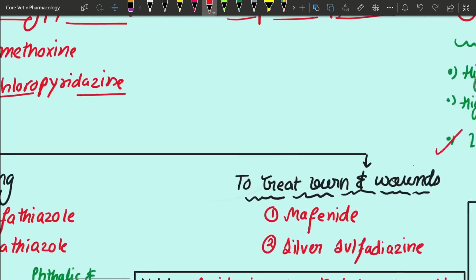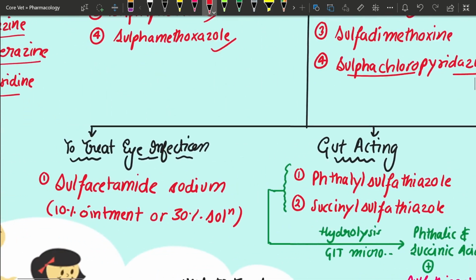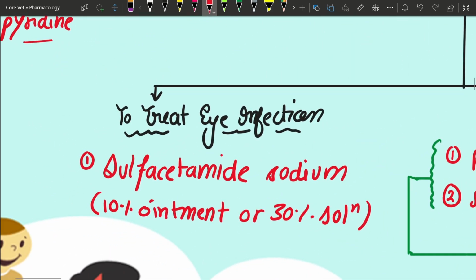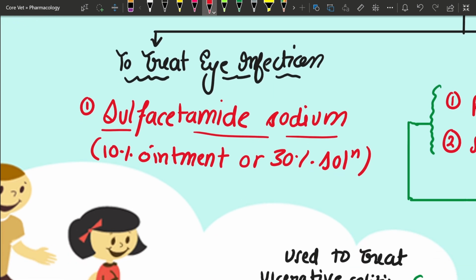Now coming to the next, the sulfa drugs concerned with the treatment of eye infection. It is sulfacetamide sodium. Sodium is the salt to make it more soluble. The main concern is with sulfacetamide. If someone asks you which sulfa drug could be used for the treatment of eye infection, you could just name sulfacetamide, right? It comes as a 10% ointment, or as a 30% solution also, for the treatment of eye infection.